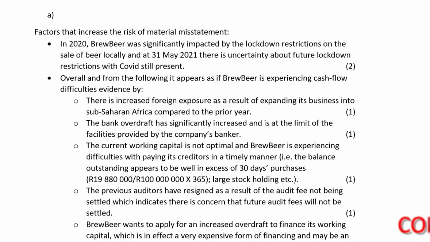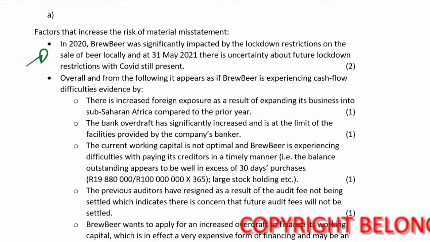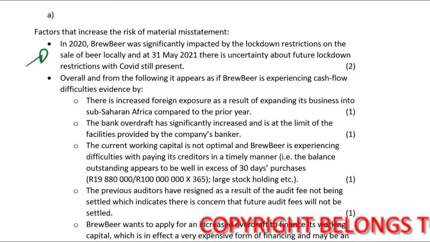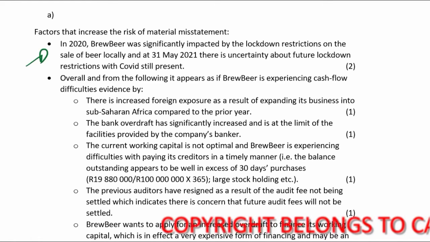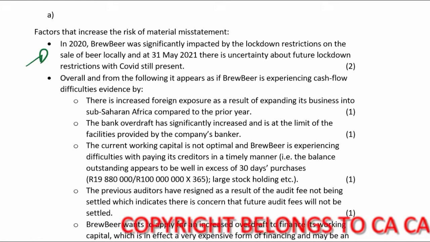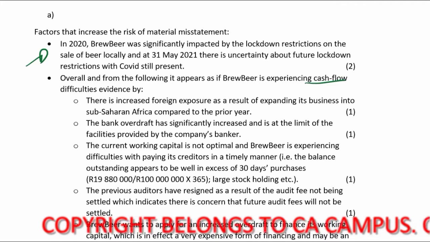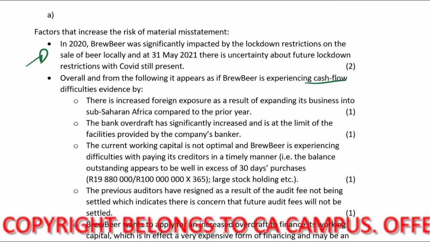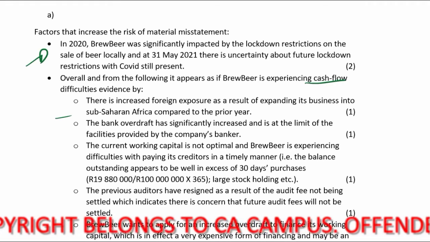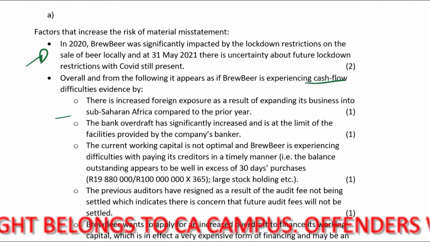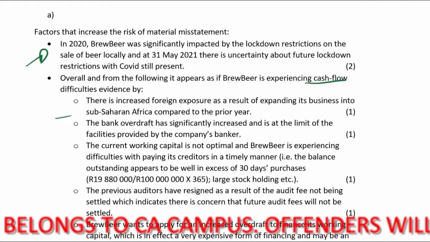Question A, guys, the risks, because there are concerns with the going concern. 2 marks for bringing in current knowledge. We still have COVID. There's still risks of future lockdowns, which could affect their business going forward. Otherwise, their cash flow difficulties will all group together. Foreign exposure, because they've expanded into foreign countries.